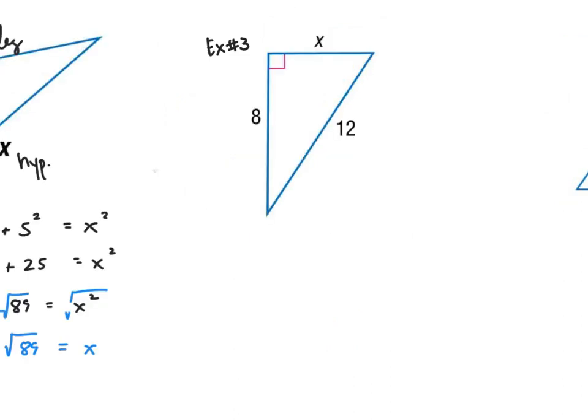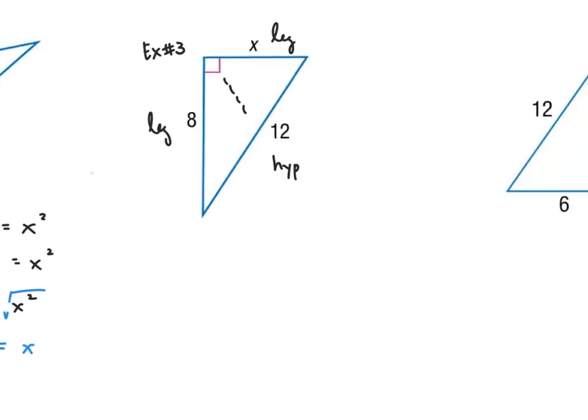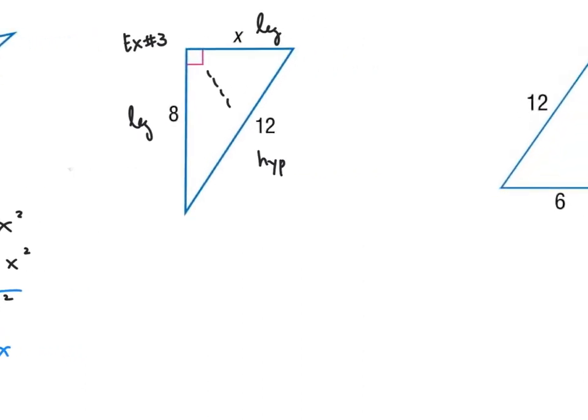Looking at example number 3, going with my shortcut, 12 will be the hypotenuse, 8 is a leg, and this time x is a leg. So it's just going to add one more step to us solving, but everything is still the same. Leg squared plus leg squared is hypotenuse squared. So 8 squared plus x squared equals 12 squared. So 8 squared we know is 64. I've got x squared. That is equal to 12 squared.